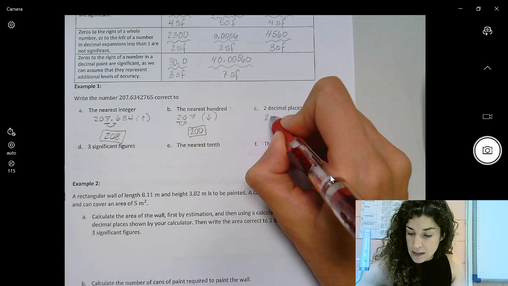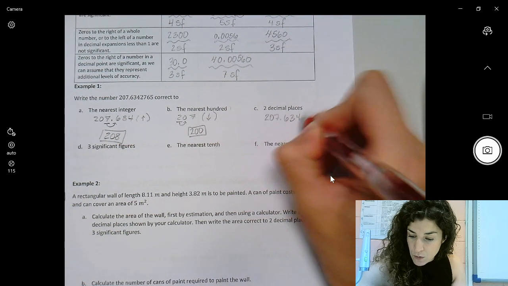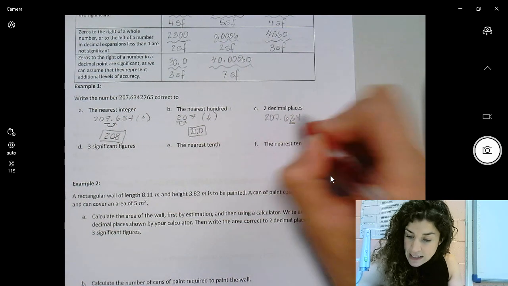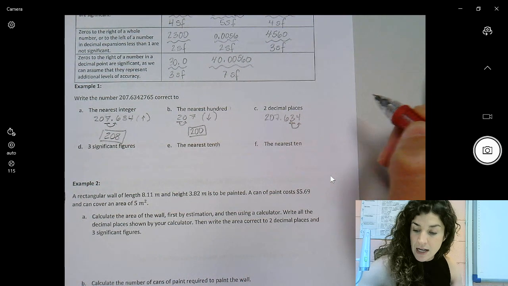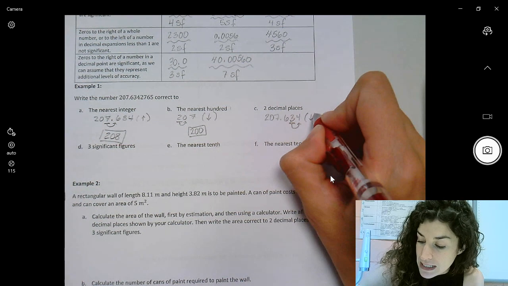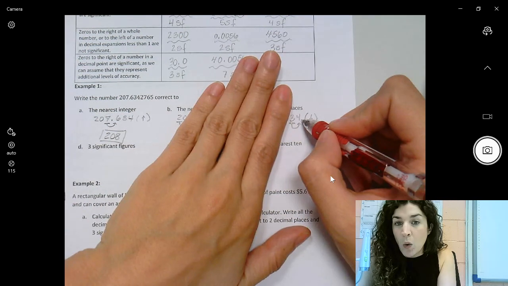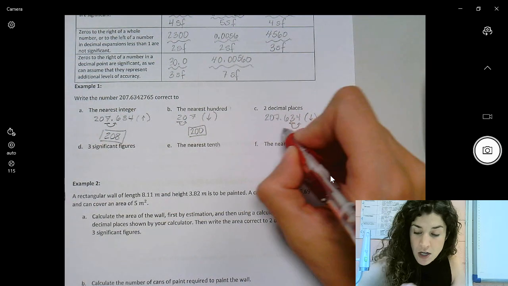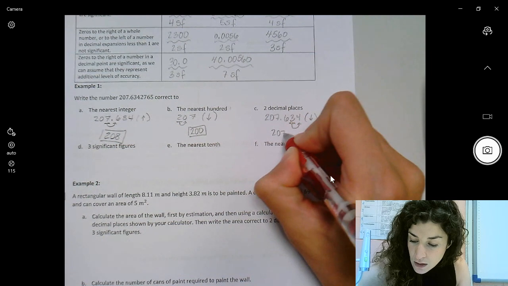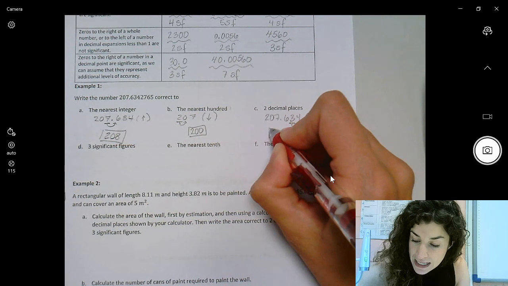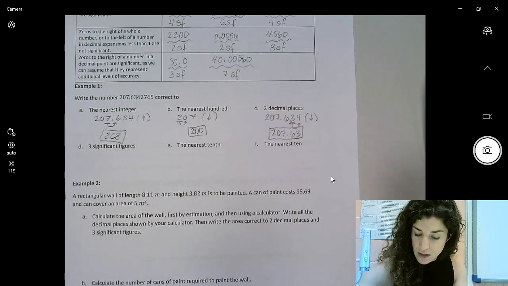To 2 decimal places, 207.634. Here is your second decimal place. We look to the number after it. It's telling us to round down. Again, that means instead of 34, it's going to become 30. We're not turning it into a 2. It's just staying at the 3.